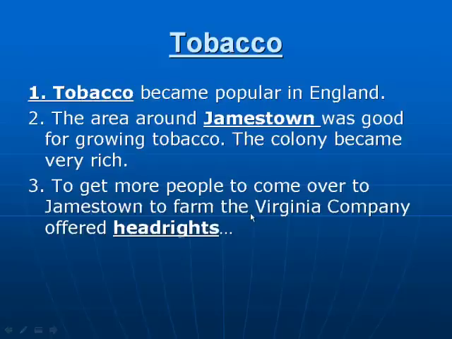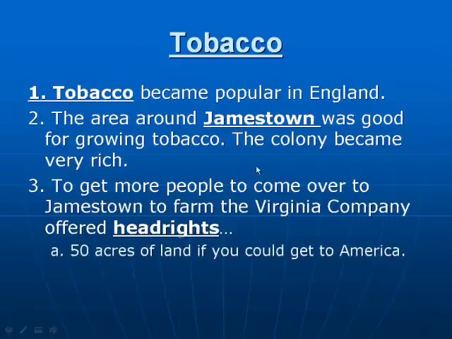Now, not only do you need more land to grow more crops if you want to sell more and fit into this mercantilism model, you also need to get more people over there to run these farms. So the Virginia Company started offering headrights, which are 50 acres of land if you can get to America. So if you can pay your way to America, when you get there, they're going to give you 50 acres of land. That's what a headright is.